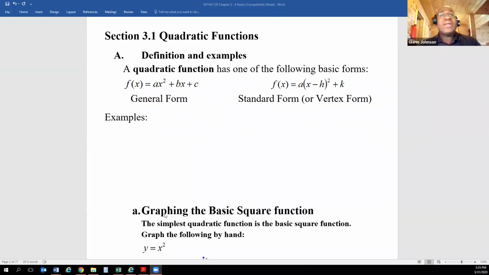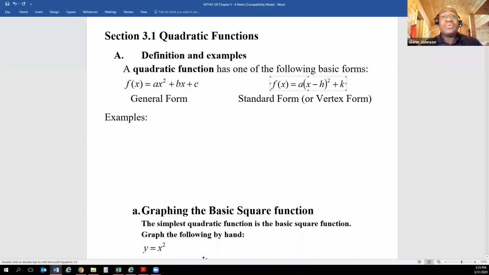So let's begin by defining what quadratic functions are. A quadratic function we define as any function that has one of the following basic forms. The general form, which is f of x equals a times x squared plus bx plus c, or the standard form, or what I like to call the vertex form, which will become clear in a little bit, which is a times the quantity x minus h squared plus k.